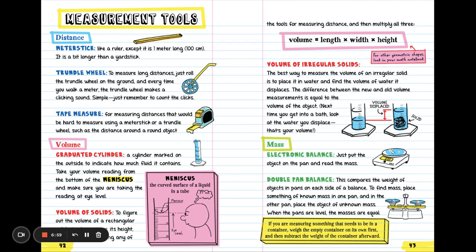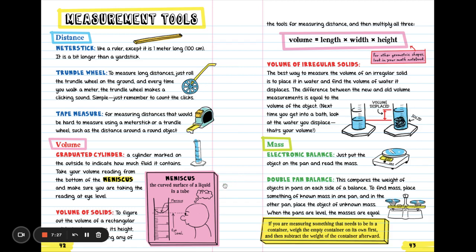Volume of irregular solids. The best way to measure the volume of an irregular solid is to place it in water and find the volume of the water it displaces. The difference between the new and old volume measurements is equal to the volume of the object. Next time you get in a bath, look at the water you displace. That's your volume. So see if the water's here, when we put the rock in and it goes up, the difference between the volume up here and the volume here is the volume of this object.